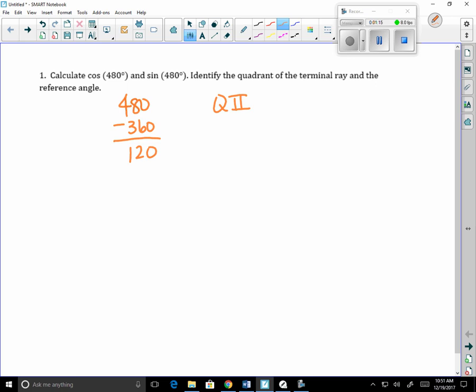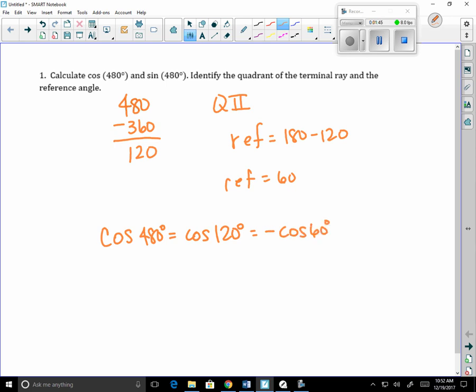And it wants us to calculate the cosine of this angle. Since 120 is in quadrant 2, I know the reference angle is going to be equal to 180 minus 120. So the reference angle is 60. Essentially what we know from this is that the cosine of 480 is equal to the cosine of 120, which is equal to negative cosine of 60. Now the reason why it's negative is because it's in quadrant 2, and we either know that because it's the x value or because of All Students Take Calculus.